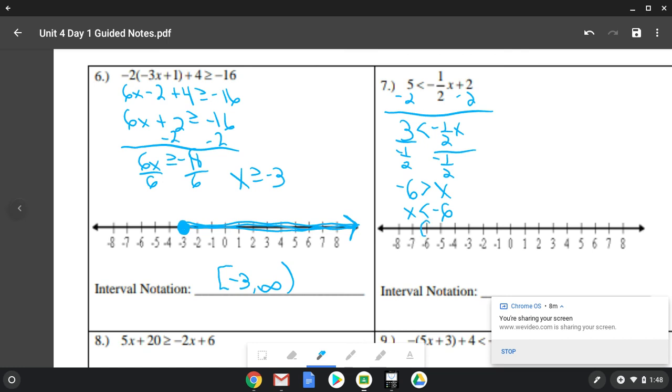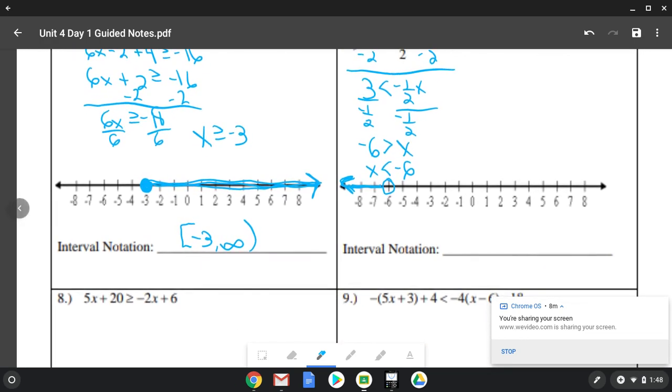So we go open, shade it to the left at negative 6. And then my interval notation, since it's shaded to the left forever, is negative infinity. It goes to negative 6, and it doesn't have an equal to, so it's a parenthesis as well. So that's 6 and 7. We have 4 more.